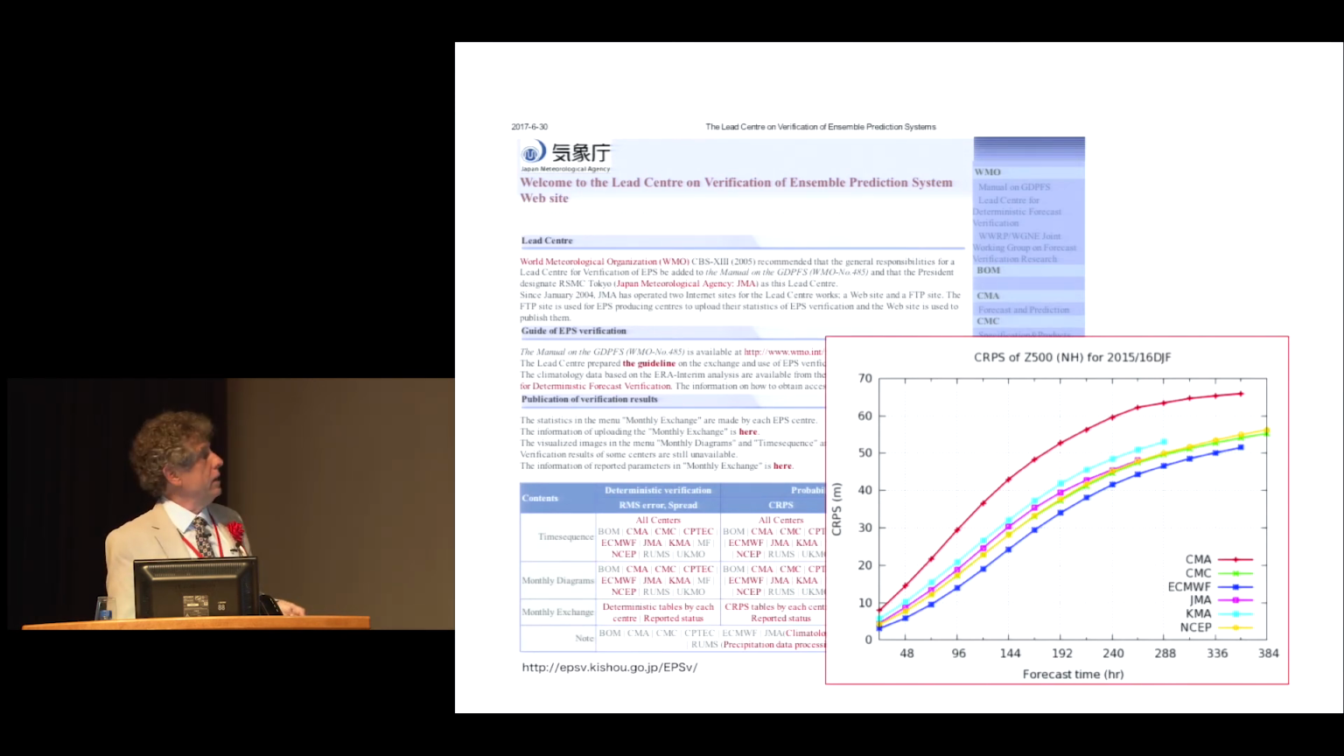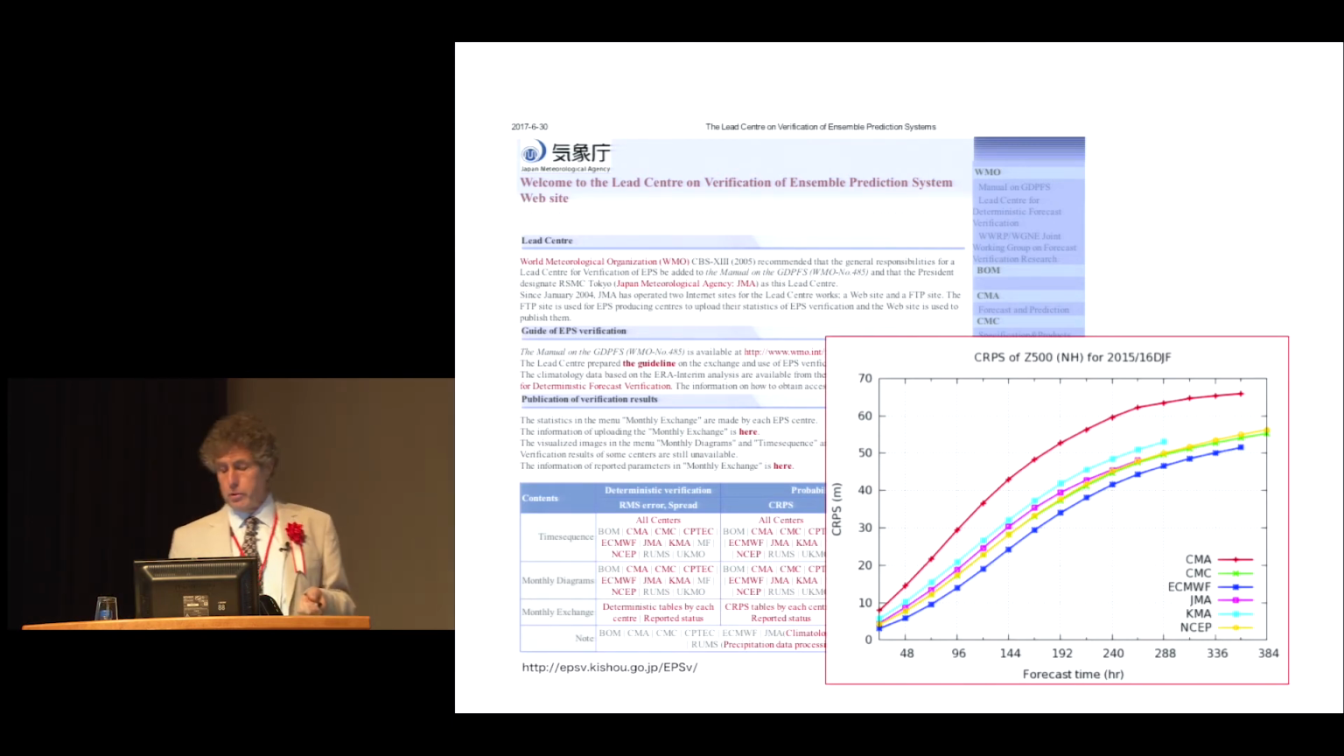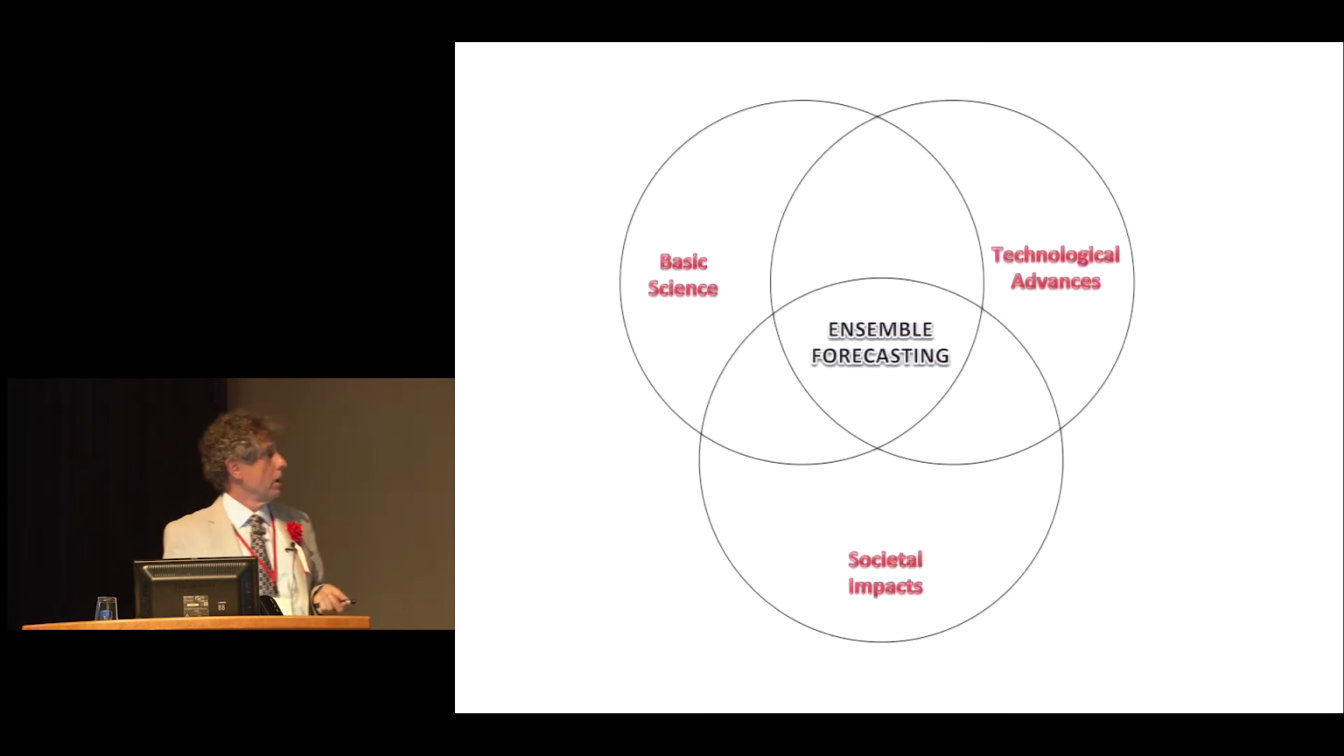As I say, many centers now, in fact I think all operational centers in the world, run ensemble forecasting systems. And the United Nations World Meteorological Organization has charged the Japanese Meteorological Agency to be the lead center on the verification of these ensemble systems. So this is one of their products comparing the skill of different operational ensemble prediction systems around the world.